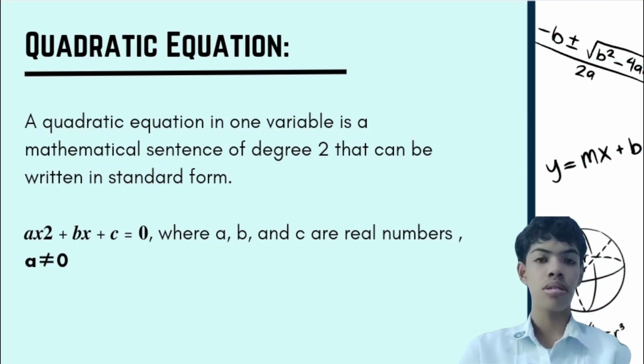Quadratic equation. A quadratic equation in one variable is a mathematical sentence of degree 2 that can be written in standard form. Ax squared plus bx plus c is equals to 0, where a, b, and c are real numbers. A is not equals to 0.